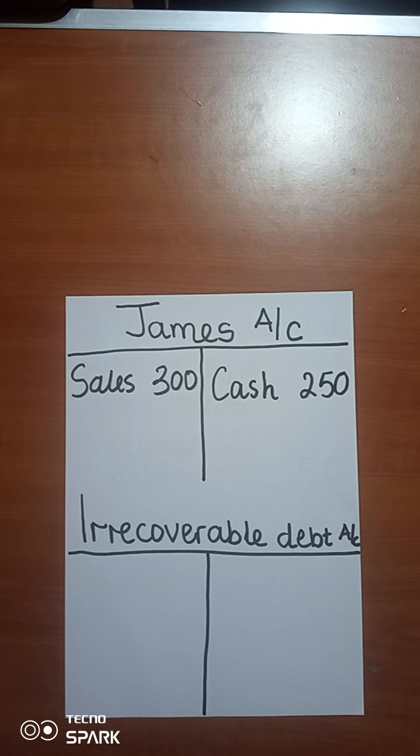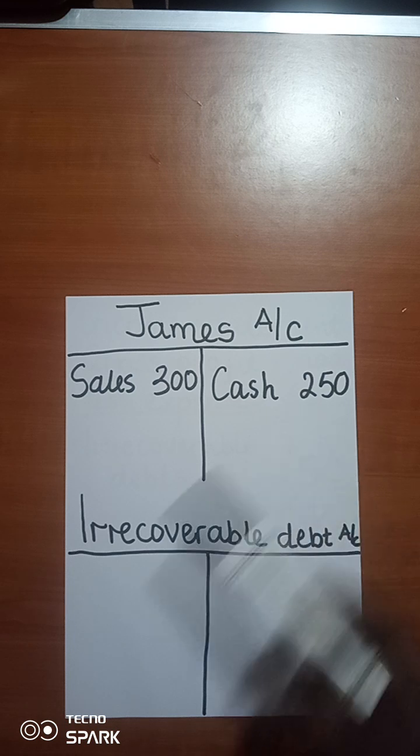Then we are told that James failed to pay the outstanding balance on the 18th of January. So we are going to record this amount on which side? Debit or credit? And what are we supposed to write? Right? We are supposed to record on the credit side.